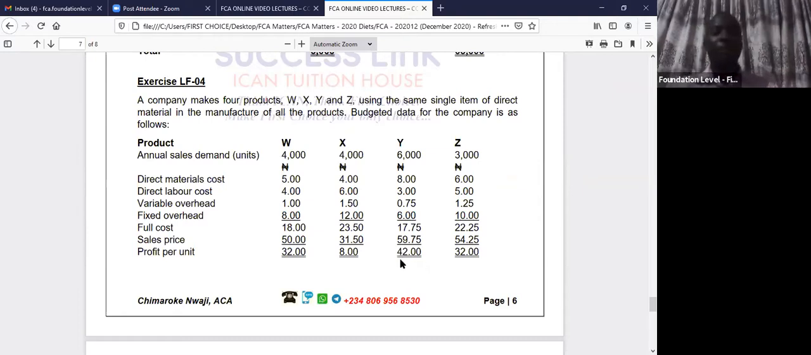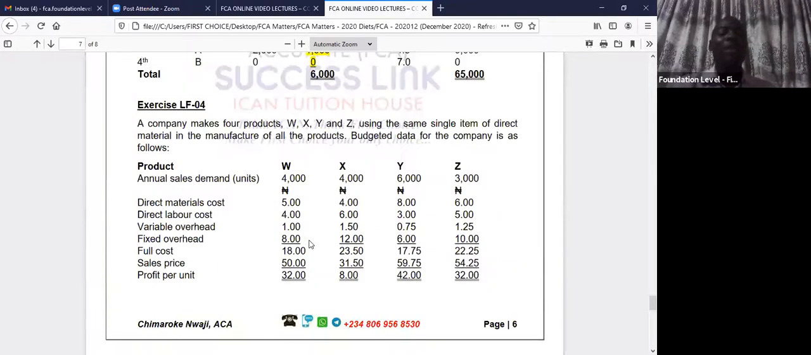So first of all, identify your contribution per unit. How do you get it? It is selling price less direct material cost, direct labor, and variable overhead. Let me take that of W and do it. It means we have 5 plus 4 plus 1, so variable cost is 10 naira. Look at your selling price. Selling price is 50, so you simply say 50 naira minus 10 naira gives you 40 naira. That is your contribution for W. You do the same thing for X, Y, and Z.